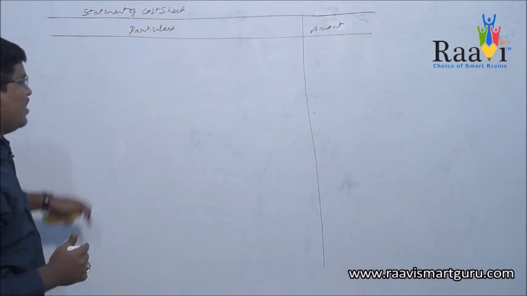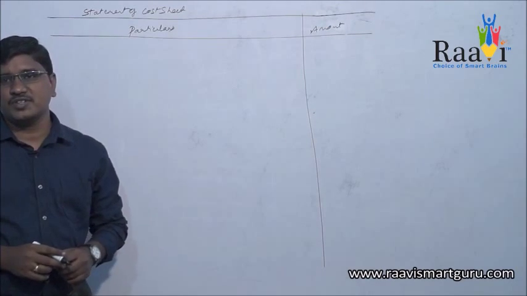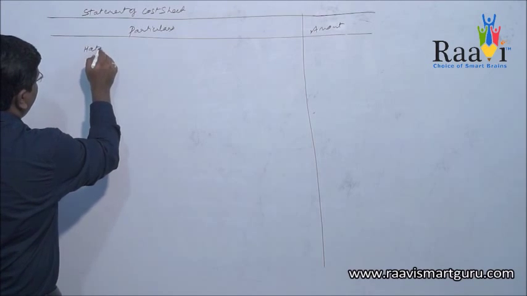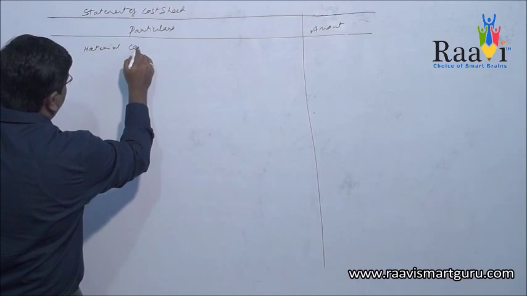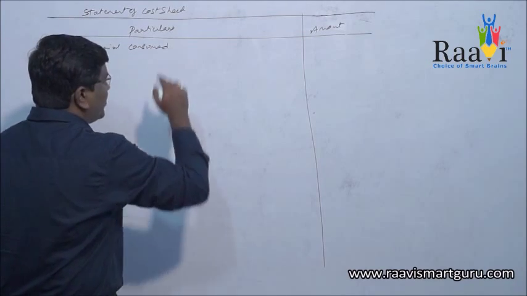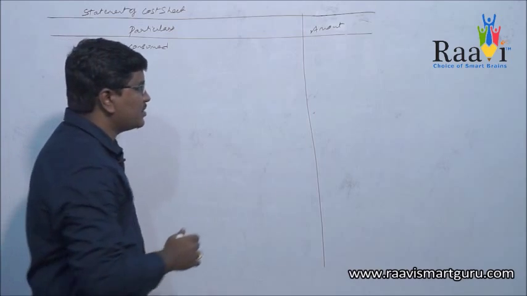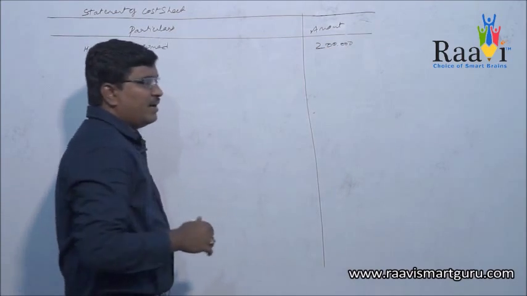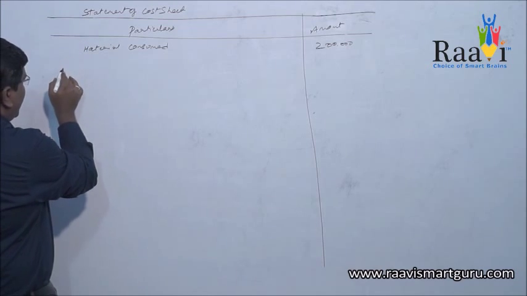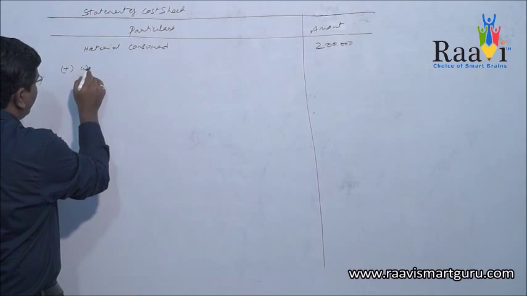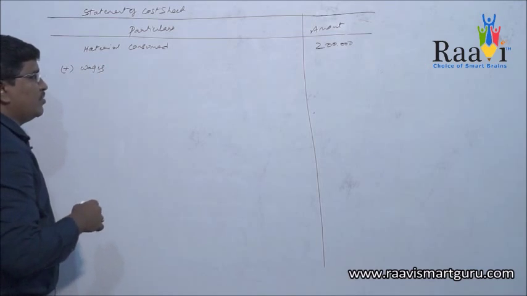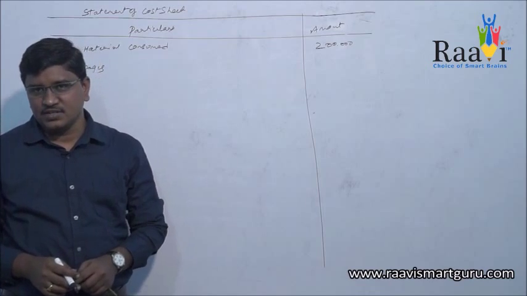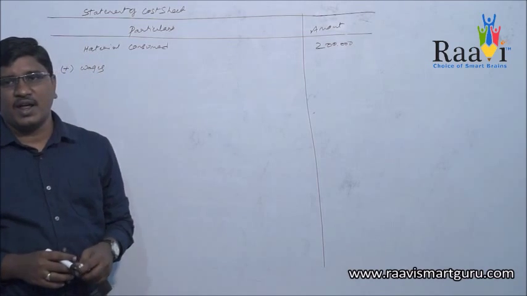The first thing we will be considering in the cost sheet is material consumed. The value of material consumed is 2 lakhs. And next, for this material consumed we will be adding wages. The wages value is given in the question. Wages is also known as direct wages. The value of wages is 1,50,000.